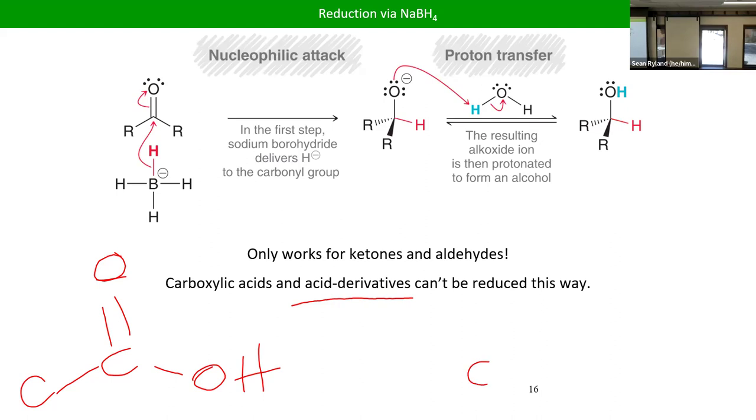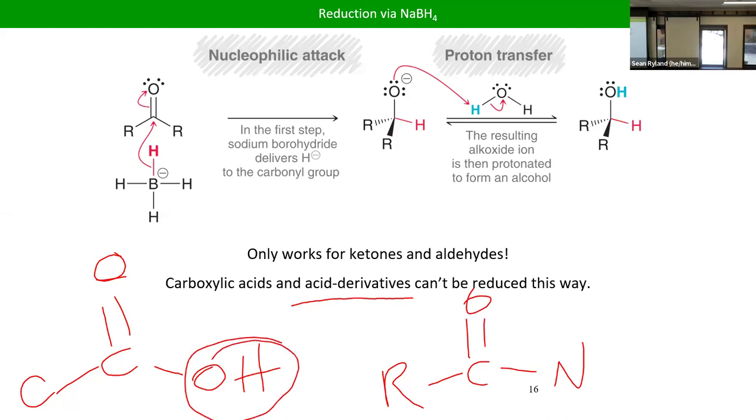So stuff like amides, acid chlorides. Basically it's a carbonyl, and then you change up what's attached, but they're all more electronegative than carbon. If you put a chlorine there, a nitrogen there, or an oxygen and then another R group to make an ester, none of those can be reduced with sodium borohydride. Those are all the class of molecules we call acid derivatives because they all have that same oxidation state.